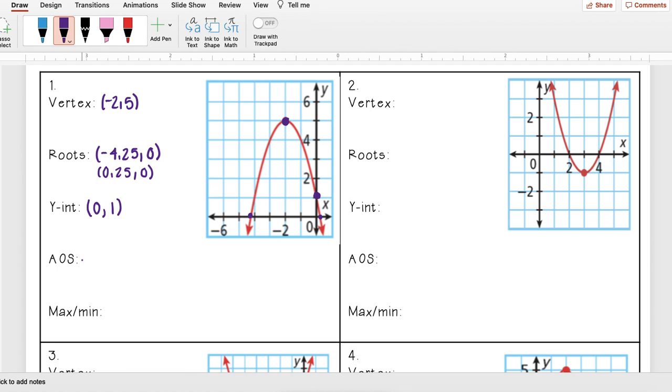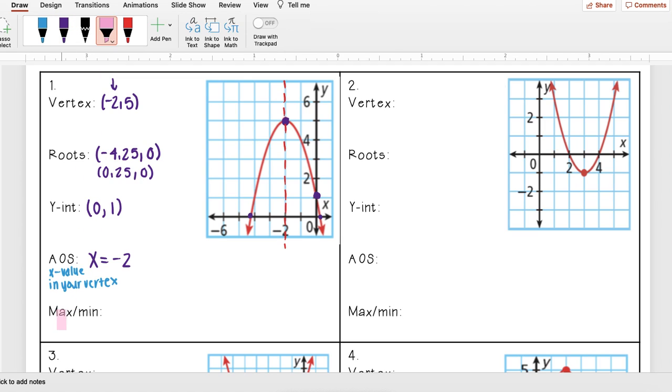Next, I want to write my axis of symmetry. So the axis of symmetry is always going to be the x value in your vertex. So in my vertex, my x value is -2. And so to write this, I'm going to write x equals -2, because my axis of symmetry is a vertical line that is cutting this in half. So it's right here. So I do write that as x equals -2 because it is a line.